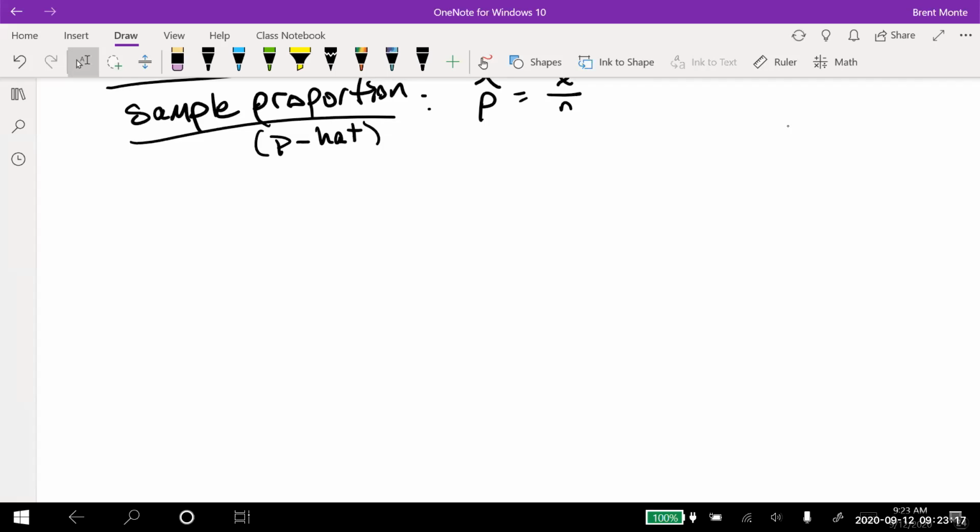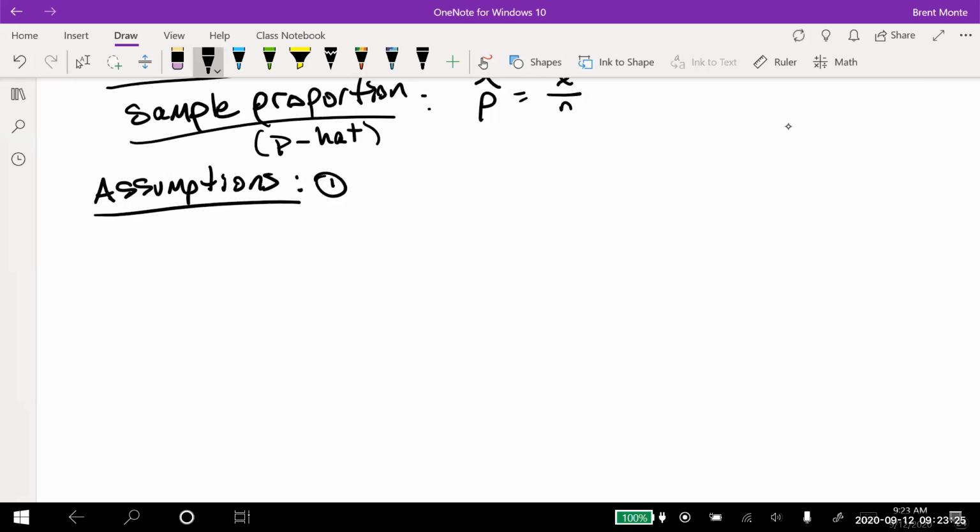So what are the assumptions? They're going to look very, very similar to what we've done before. The first assumption, of course, is that it has to be a simple random sample. No big surprise there, I would imagine. Now, number two looks a little bit different than what we've been doing before. We usually talk about it being either normally distributed or a large sample.